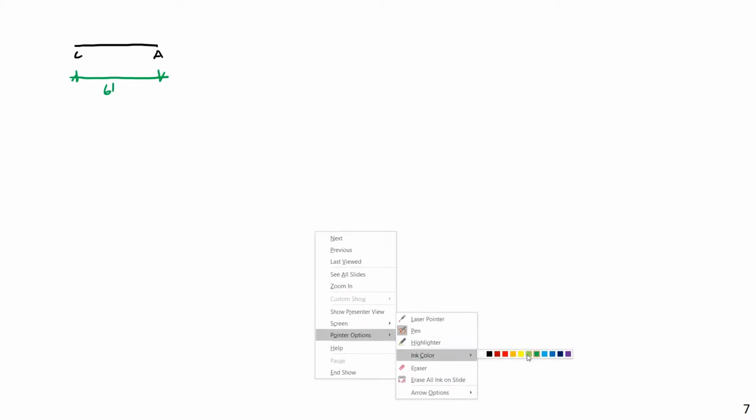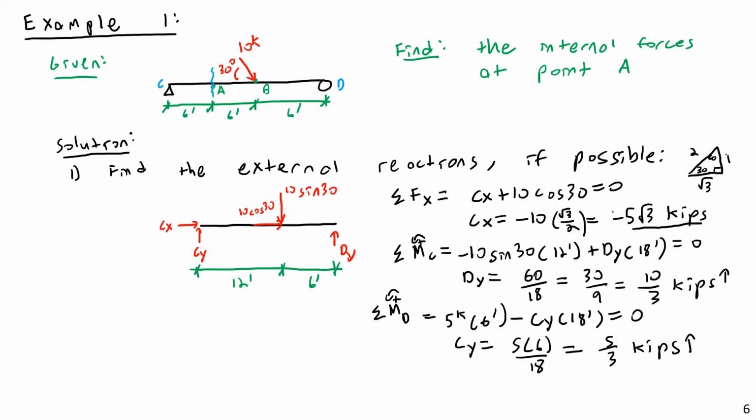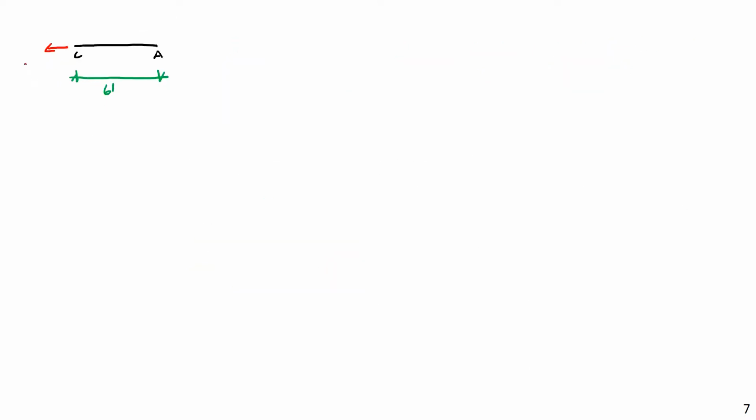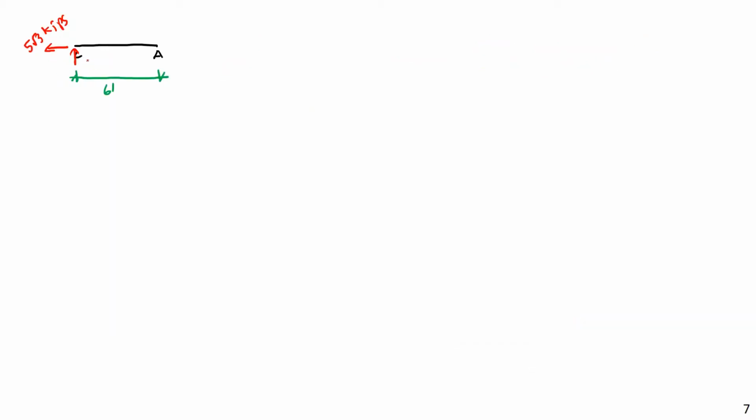Now, if I look at the types of forces that are applied to this, I have a horizontal force to the left of magnitude 5 root 3 kips, and then I have an upward force of Cy, which is equal to 5/3 of a kip. Now, what type of forces are revealed at this cut?